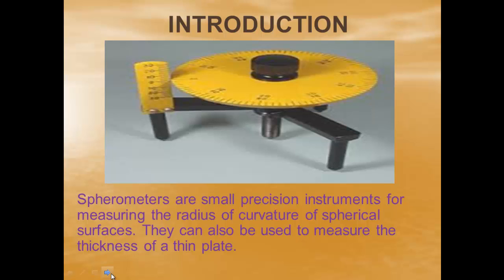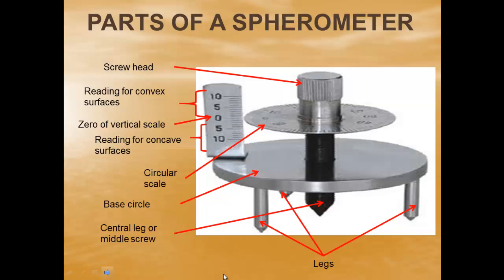Alright. So as with the micrometer screw gauge and the vernier caliper, I will next explain the parts of a Spherometer. A simple Spherometer looks like this. There's a screw head here, there's the circular scale, there's the vertical scale. And here we call the base circle or the basement, and there are three legs that make an equilateral triangle. I'll explain in the next few slides the formation of an equilateral triangle by the legs. We also call this the middle screw or the central leg, which is connected to the screw head via the circular scale.